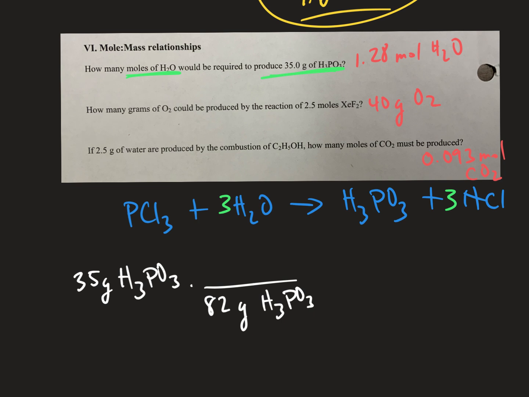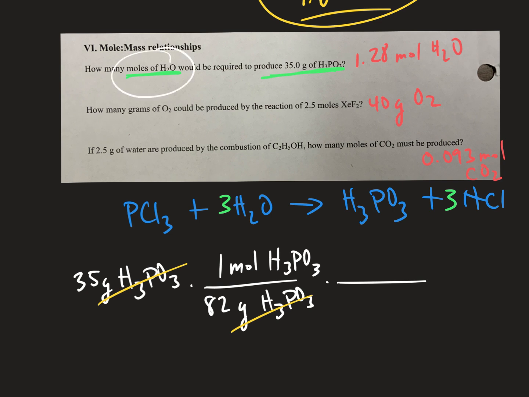How many moles on top? Just one. And it's the same substance because our mole road map says grams of substance A to moles of that same substance, right? So that goes away. Grams of H3PO3 go away. And we are looking for moles of H2O. So we're not there yet.